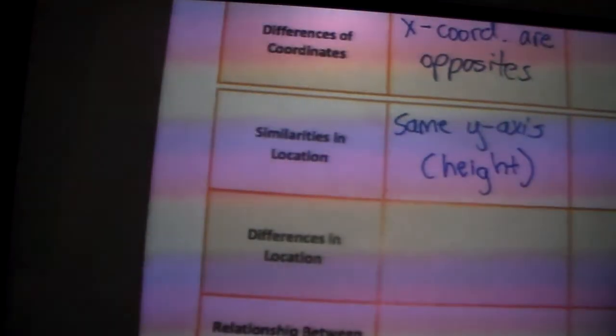Well, let's think about how they're different then. They're the same height, but when I look at them, I can see one's on the right side and one's on the left side. So I can say they are on opposite sides of the y-axis.